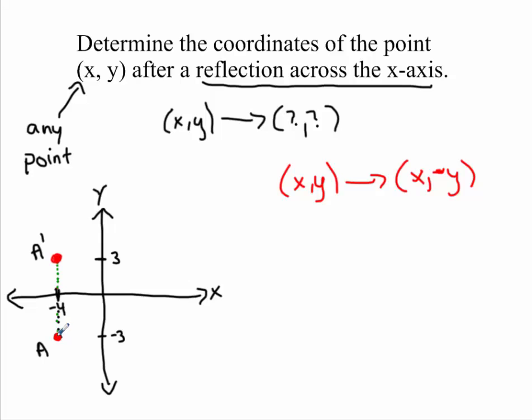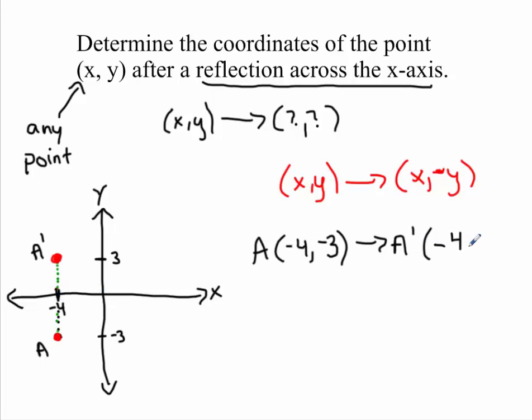So it reflected. So here's my starting point. I reflected it across the x-axis, and now here's my new location. So if I look at the coordinates, A has coordinates -4, -3. And let's see where it went to. So what are the coordinates of A prime? A prime would be, if I go left 4, that'd be -4, +3.